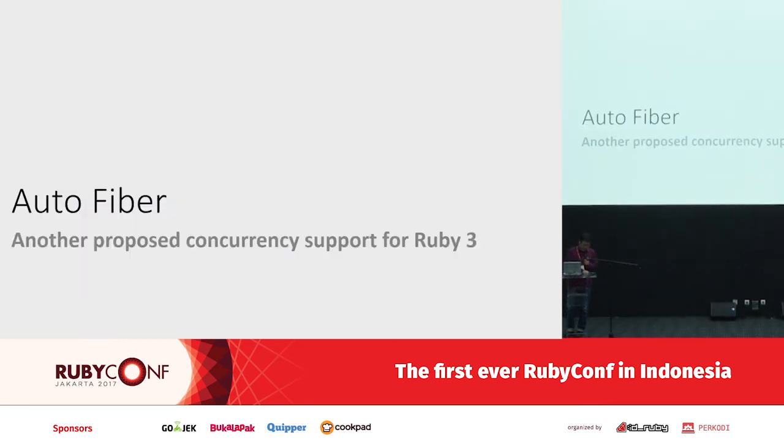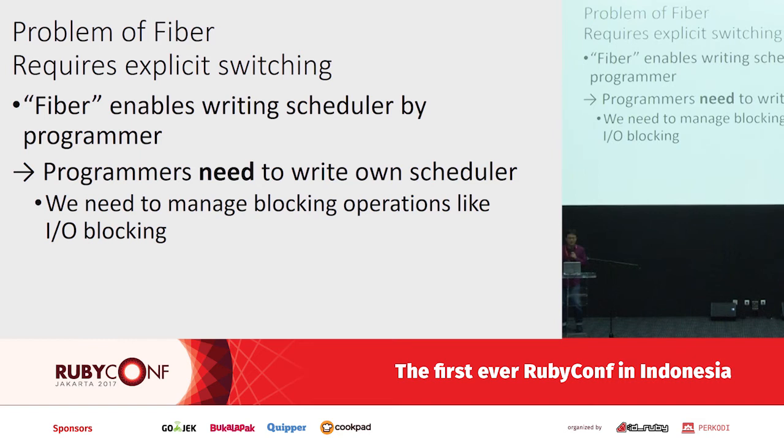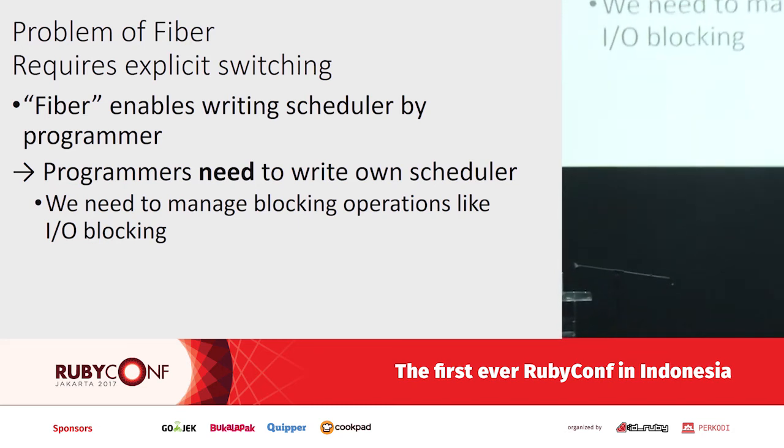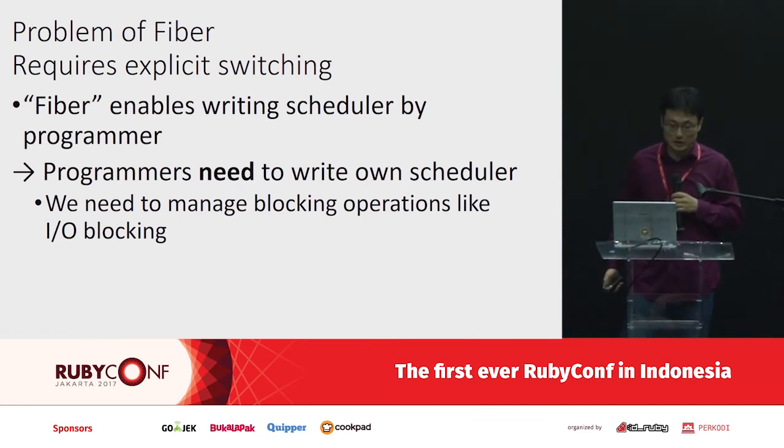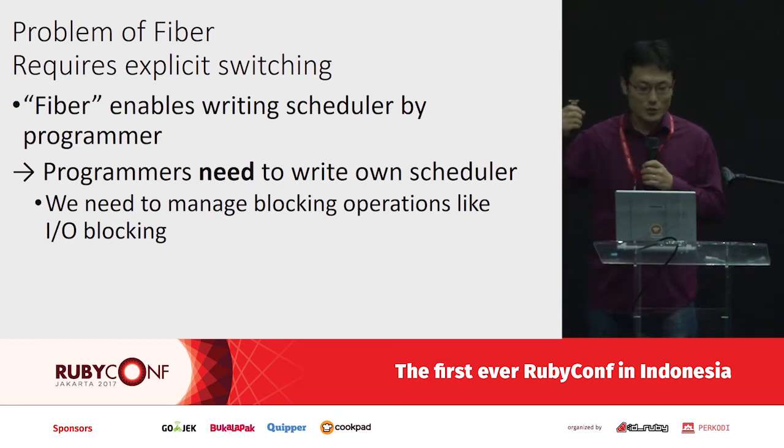The last proposed feature is AutoFiber. As I said, Fiber enables programmers to write a scheduler. So Ruby programmers can manage everything. However, managing everything is tough, especially for ordinary programmers. Having programmers write their own scheduler is too hard.